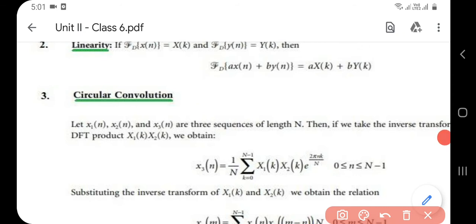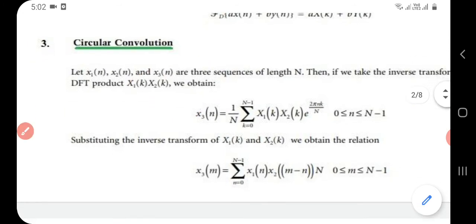Suppose that you have got three sequences of length N, that is x1(n), x2(n) and x3(n). Then if you take inverse transform of the DFT product of X1(k) and X2(k), then we obtain the circular convolution as x3(n) is equal to 1 by N summation over k equal to 0 to N minus 1 X1(k) X2(k) e raised to j 2 pi nk by N, where n ranges from 0 to N minus 1.